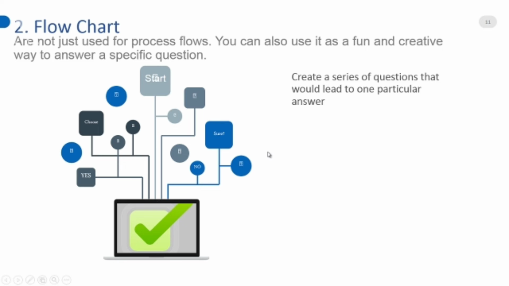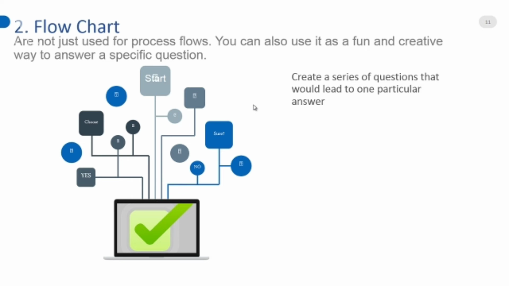So a flow chart is really good at expressing sometimes complicated questions where there is an if-or-else kind of avenue. If you do this, then it might take you to this pathway here. If you say no, then it'll take you to this pathway here. So this is great. What you can do to create a flowchart type infographic is to create a series of questions that would lead to one particular answer. As you know, your end goal is to lead them to one particular answer.